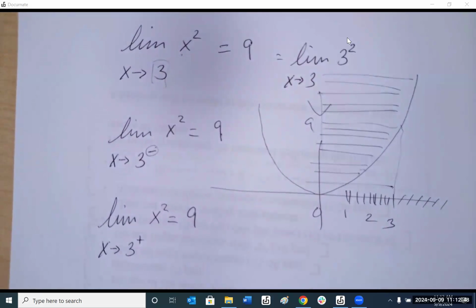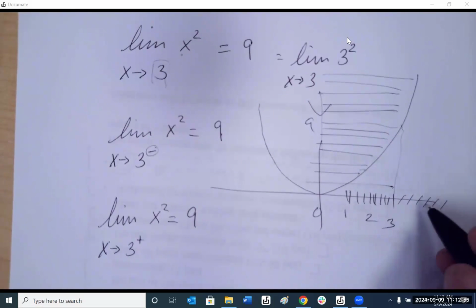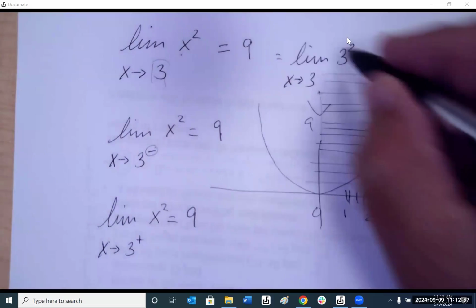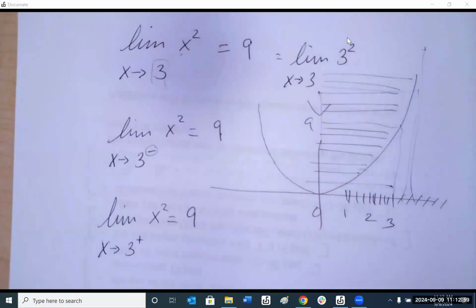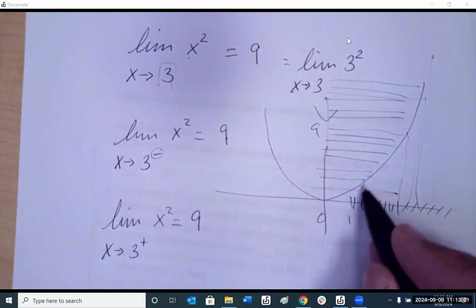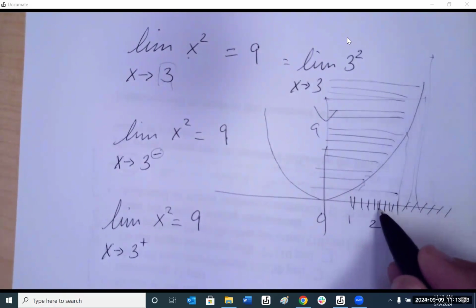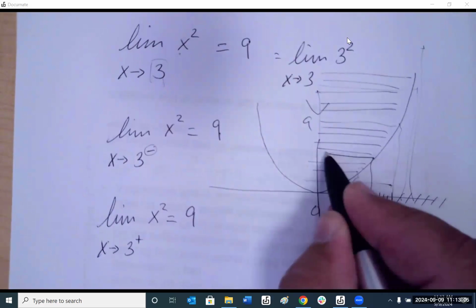Wouldn't you run the lines on the top of the graph, wouldn't it be under? No, because if I'm approaching 3 from the right, this point is up here. This point is up here. I'm referring to the points on the graph. This x at 2 goes to there.